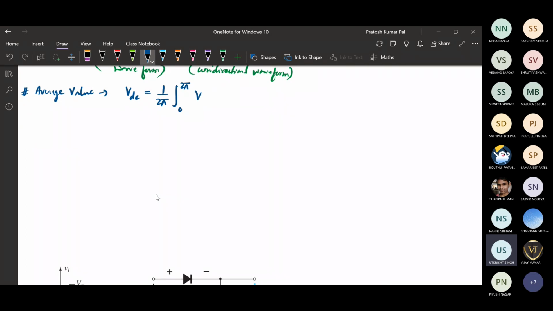Whatever voltage is there, that voltage is varying with respect to time, or it is having a variation with respect to omega t. So the voltage will be in the form of frequency and time. So we will be integrating this voltage with respect to d omega t. Okay, so this is how we will be finding out the average value of a voltage.